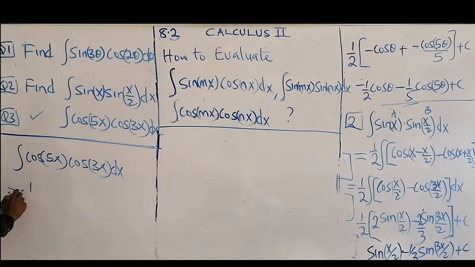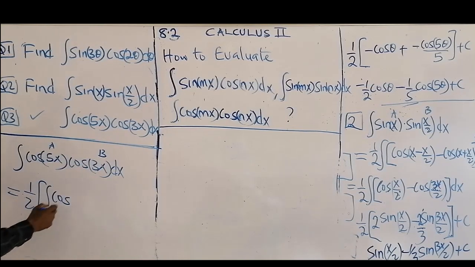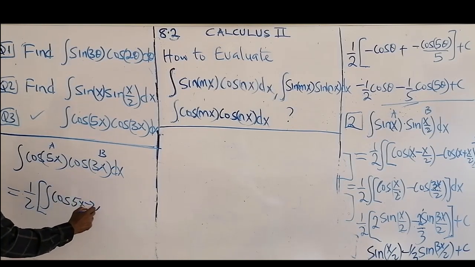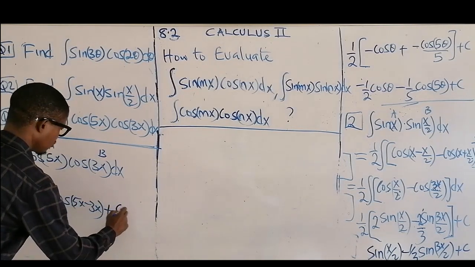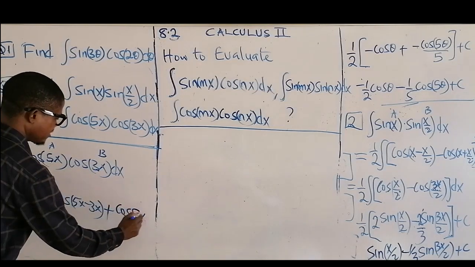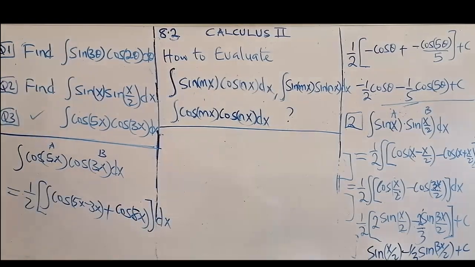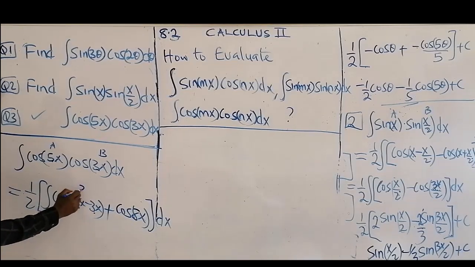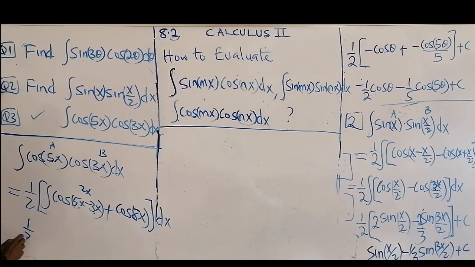This will be equal to half, open your brackets, the integral of cos(A minus B), where 5x is A and 3x is B, so 5x minus 3x, plus cos(5x plus 3x), that's 8x. 5x minus 3x is 2x. So you can begin to integrate now.